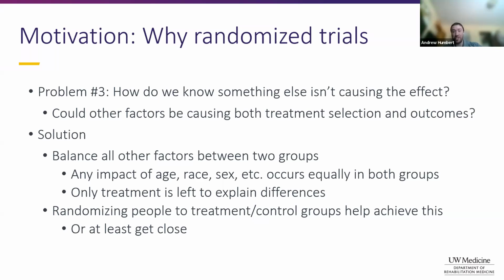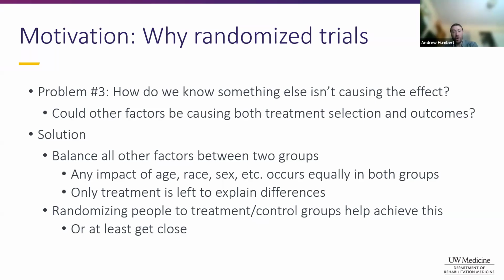So one group's not going to see more of an age impact. One group's not going to see more of a race impact, sex impact, burn severity impact. They're going to be equal between two groups. So that means the only difference that's left between them can be attributed to treatment, right? So the idea is, we want these balanced groups.